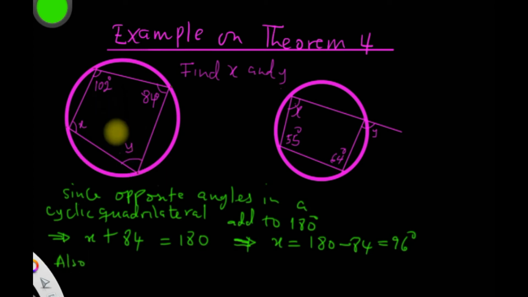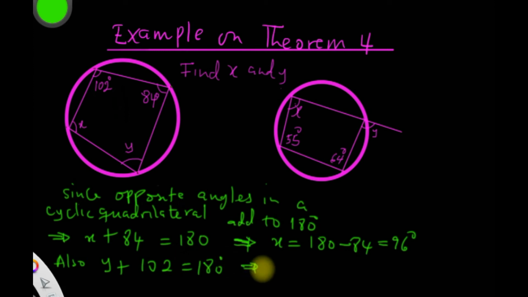Also, y and 102 are opposite angles in this cyclic quadrilateral. Also, when we add y to 102, you have to get what? 180 degrees. Why? Because they are opposite angles in this cyclic quadrilateral.